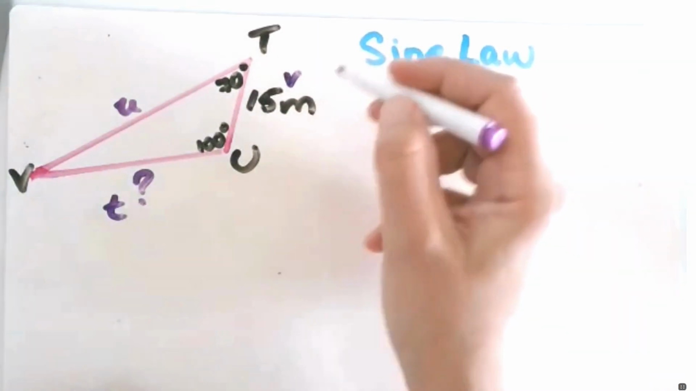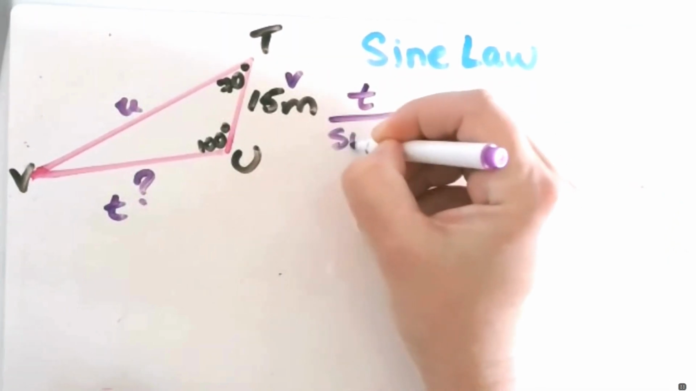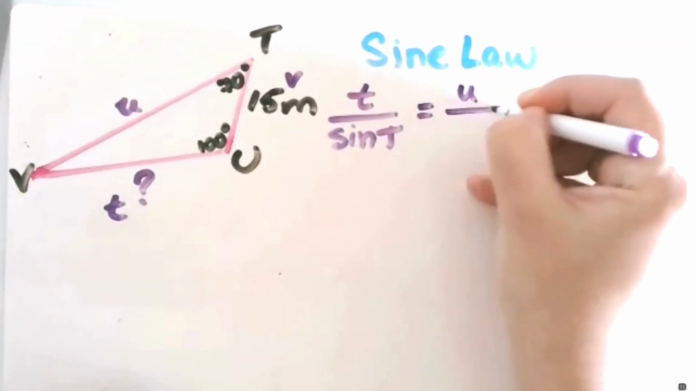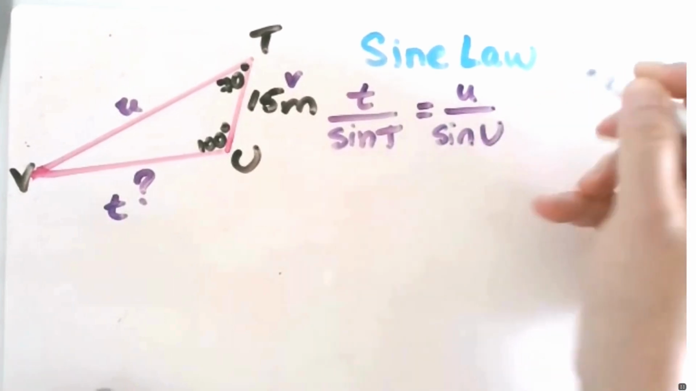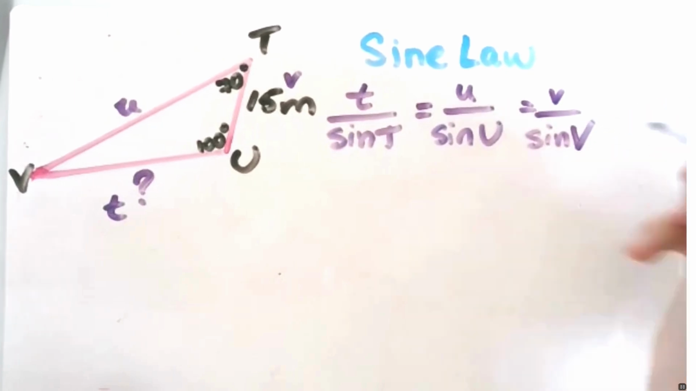And our sine law is going to be the same as with the A, B, and C. T over sine t, right? We need that corresponding side, is equal to u over sine u, equal to v over sine of v.